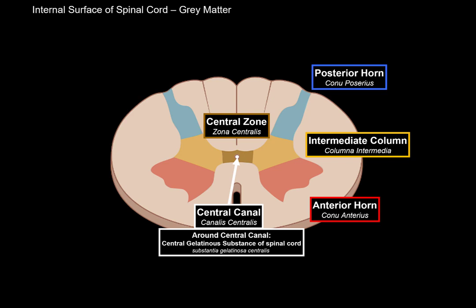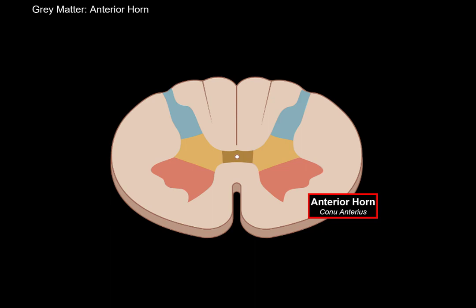So now, let's focus on each of these zones and go through the most important nuclei you'll find, and we'll start with the anterior horn. The anterior horn is pretty easy because it primarily consists of motor nuclei. Their axons leave the spinal cord as the motor root of the spinal nerve. So that's mostly it for the anterior horn.